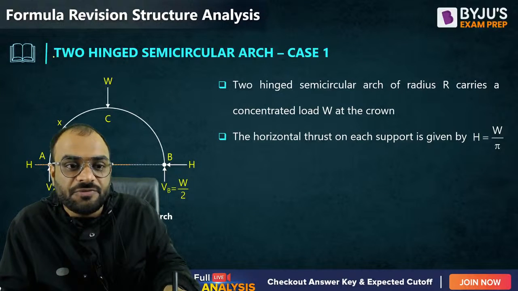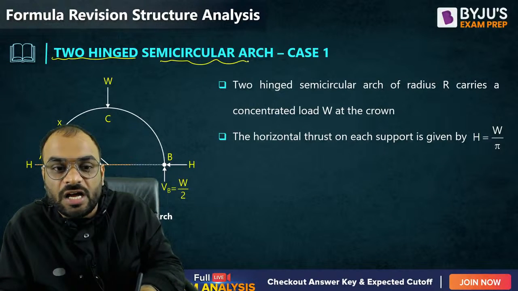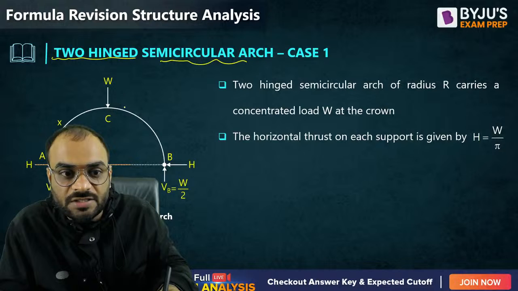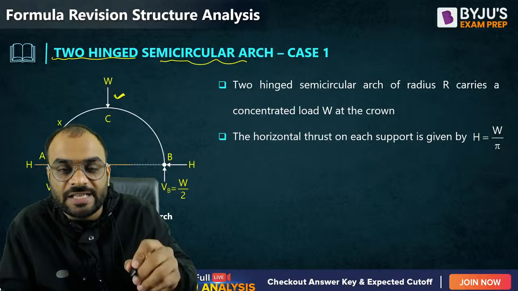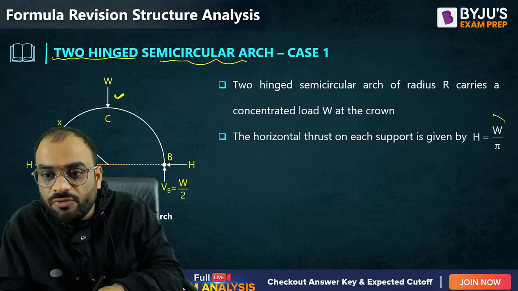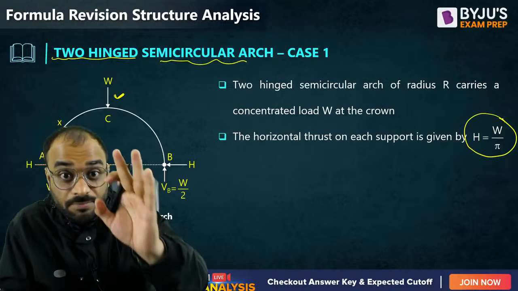Now let us suppose, guys, if you have two hinge semicircular arch, in case of semicircular arch, let us suppose a point load is present exactly at the crown, then the value of horizontal thrust is W by pi. Please remember this.